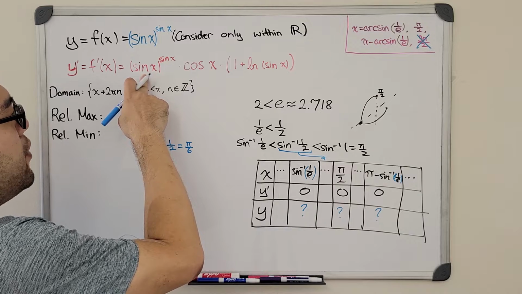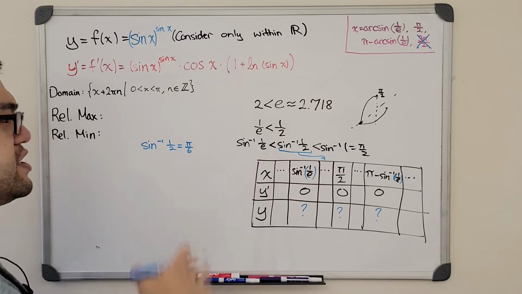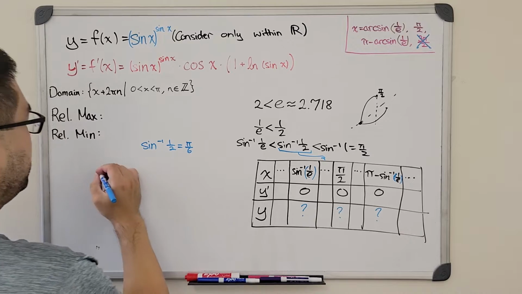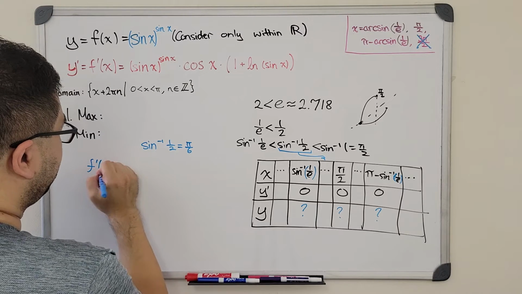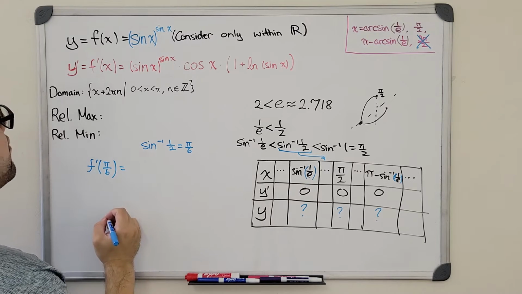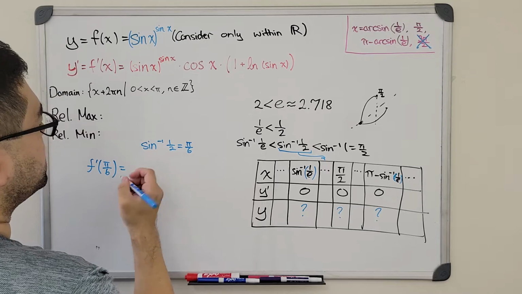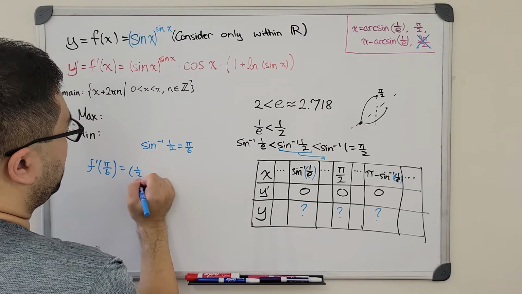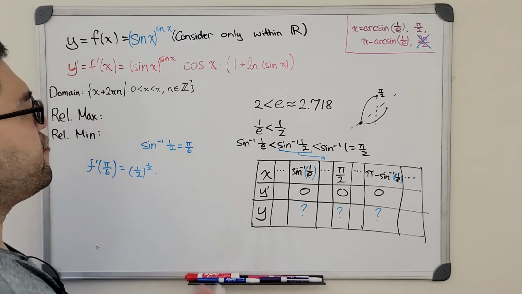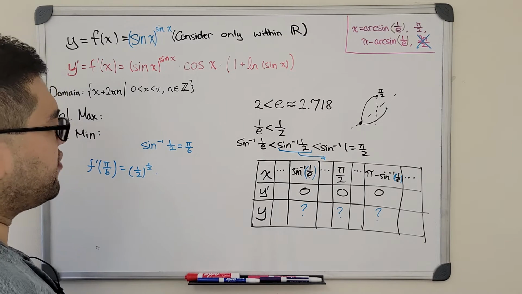So we do not have to choose any specific values, because they all generate the same sign. So if we substitute into our first derivative function, we have f prime of pi over 6 is equal to the following. We have sine of pi over 6, which is of course 1/2, raised to the 1/2 power, times cosine of pi over 6, which is actually the same as sine of pi over 3.